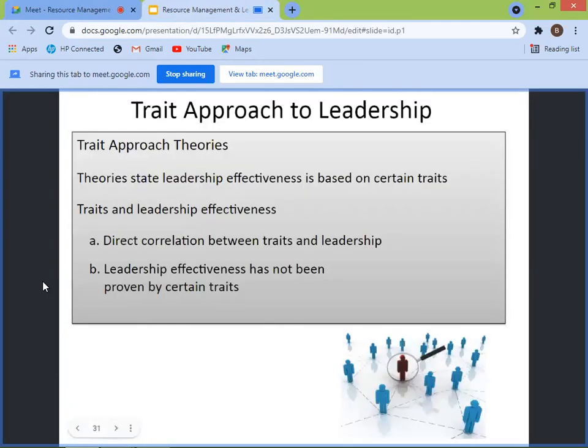So the trait theory states that leadership effectiveness is based on certain traits. There is a direct correlation between traits and leadership. Like age: older people, they get wisdom, so it's a direct correlation. And a taller guy, maybe you command people because of your size. Could be a correlation. But leadership effectiveness has not actually been proven by certain traits. It doesn't mean that you are younger or you are older.